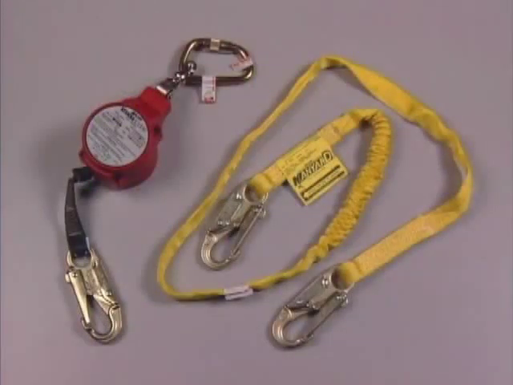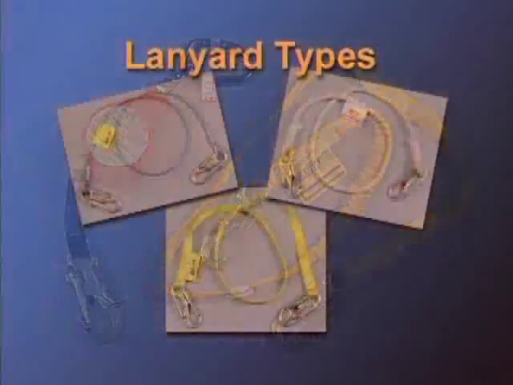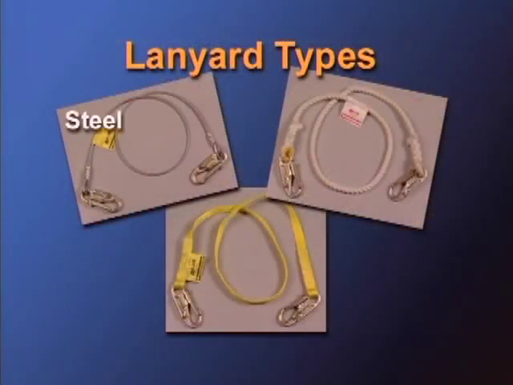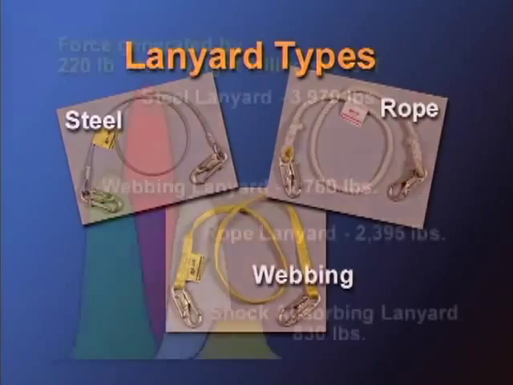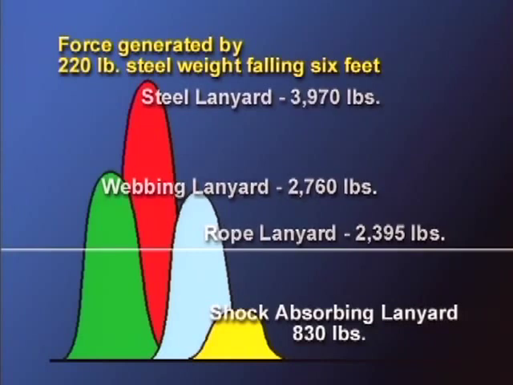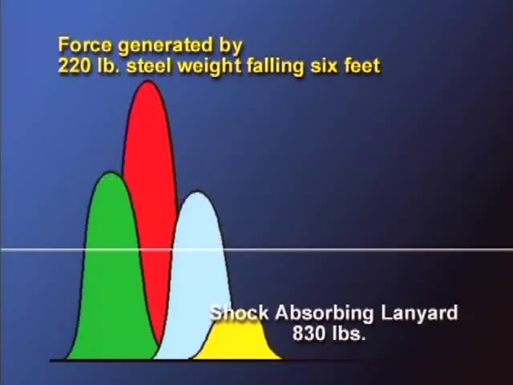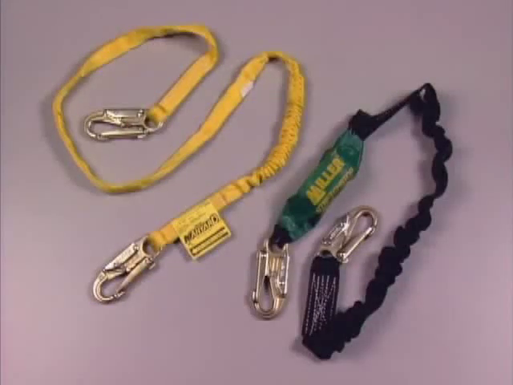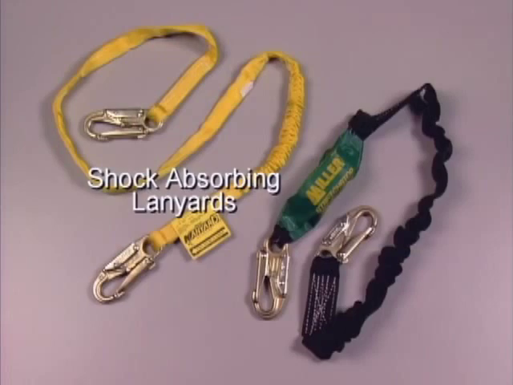The two most common connecting devices are lanyards and retractables. Lanyards come in a variety of types, such as steel, rope, and webbing. While all of these will stop a fall, OSHA and provincial regulations require that the maximum arresting force when using a full-body harness be less than 1,800 pounds. This is extremely difficult to achieve using a lanyard that does not have a shock absorber. Therefore, as a general rule, when using a lanyard, it is recommended to use the shock-absorbing type.